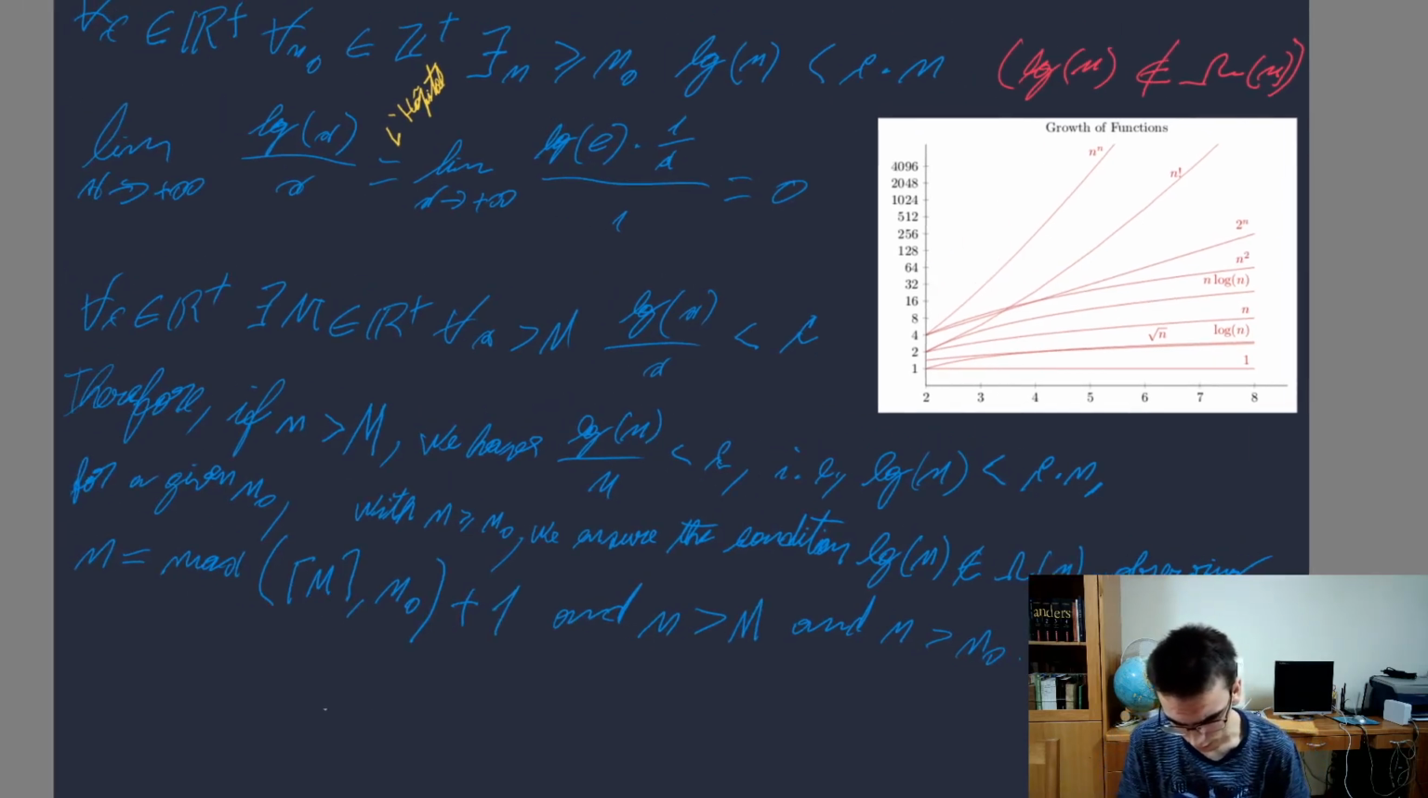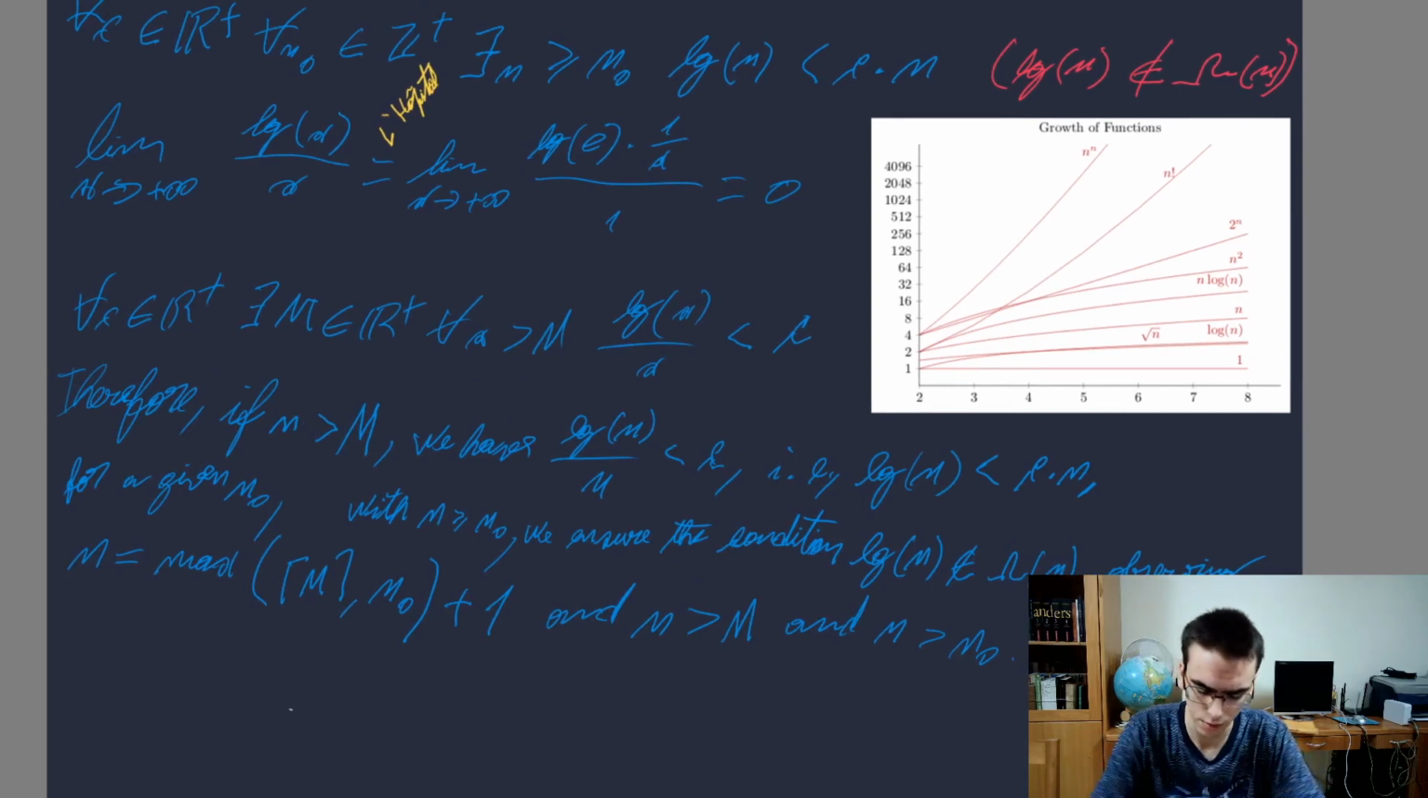Let me see if this was clear enough, or if I messed up too much on the conclusion. Therefore, if n is greater than m, we have lg of n strictly smaller than c times n. For a given n0, with n greater than n0, we ensure that the condition lg of n is not in omega of n, observing that n is equal to the max between the ceiling of m and n0 plus 1, and n is strictly greater than m, and n is strictly greater than n0. Yeah, I guess it's clear.